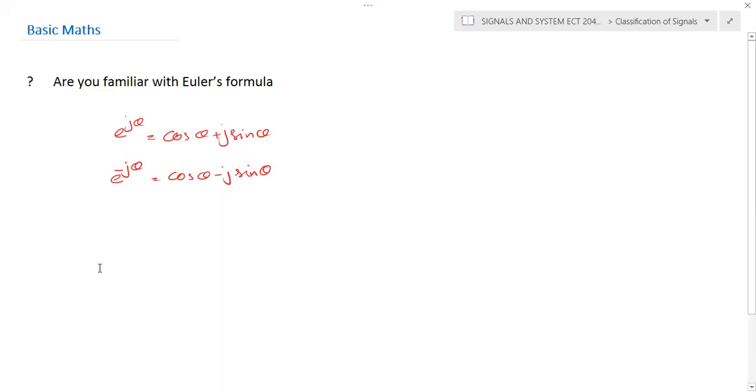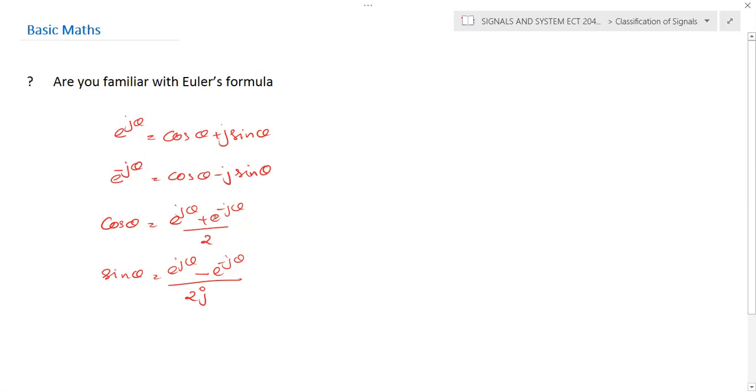And from this, we can derive one more equation, that is a relation for cos theta. Cos theta is equal to e raised to j theta plus e raised to minus j theta, divided by 2. You need to remember this formula. And sin theta, you can also write as e raised to j theta minus e raised to minus j theta, divided by 2j. It's very important that in the denominator there is a j term, or imaginary term.